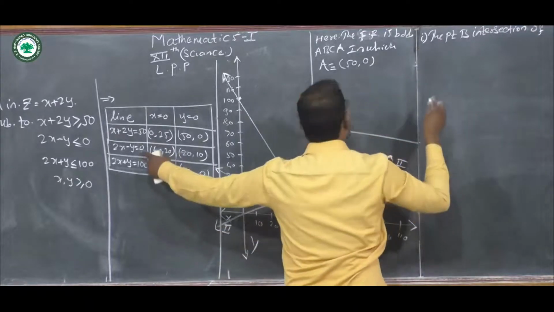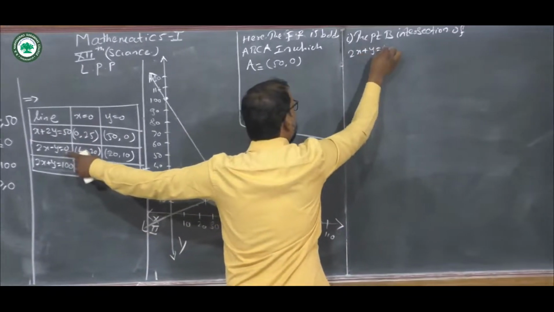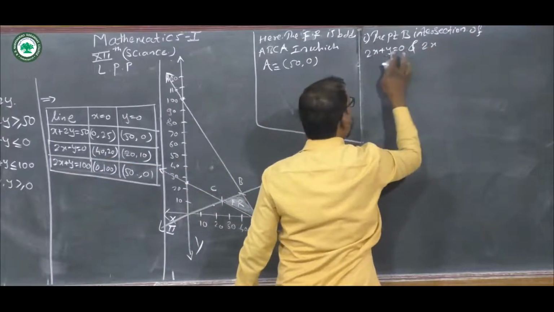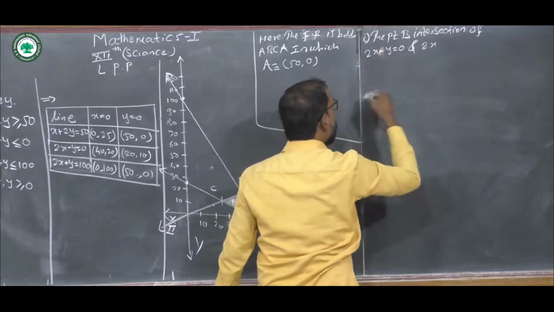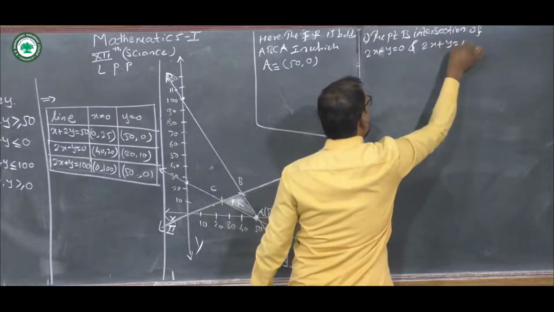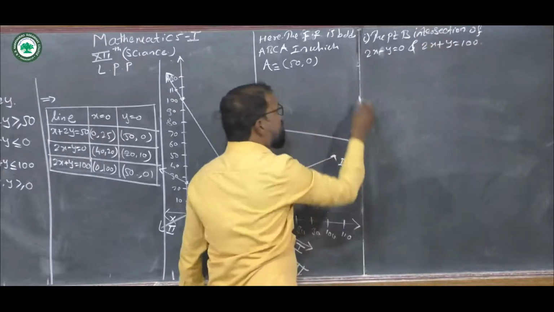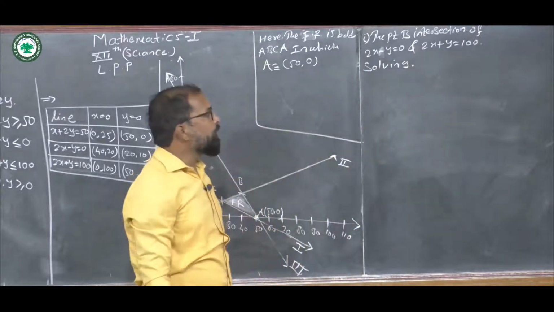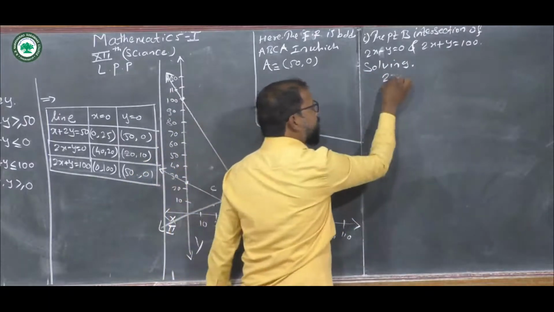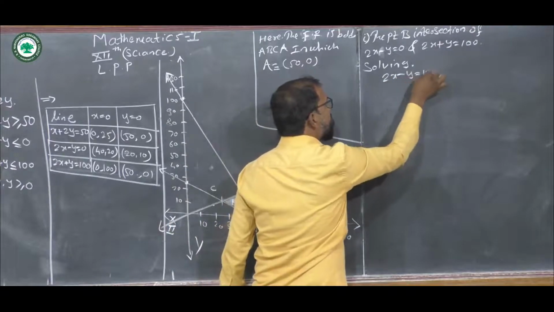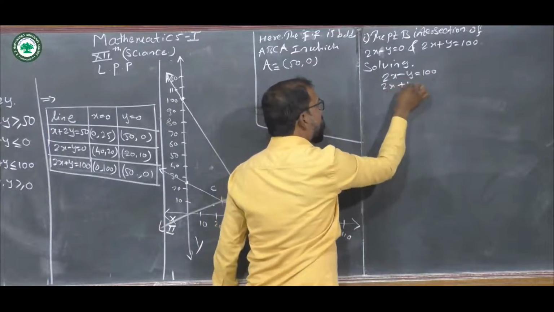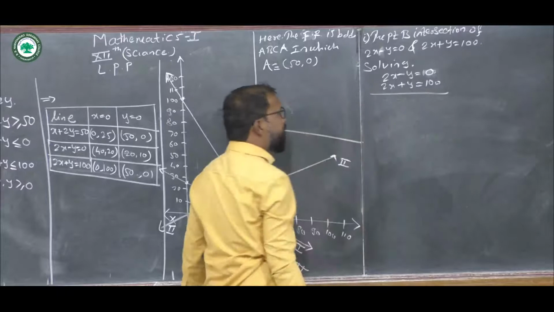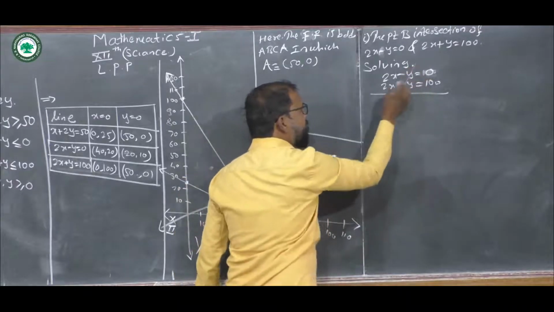second line, which is 2x plus y equals to 100, and first is 2x minus y equals to 0. Solving these two equations. Now to solve, take the addition. So we can write it as 2x minus y equals to 0 and 2x plus y equals to 100. Now taking the addition, this plus y minus y gets cancelled.